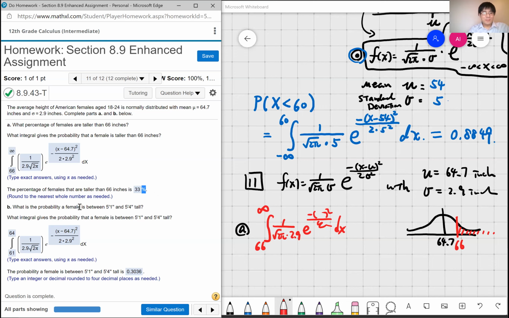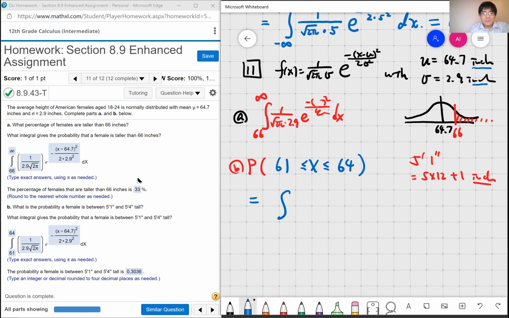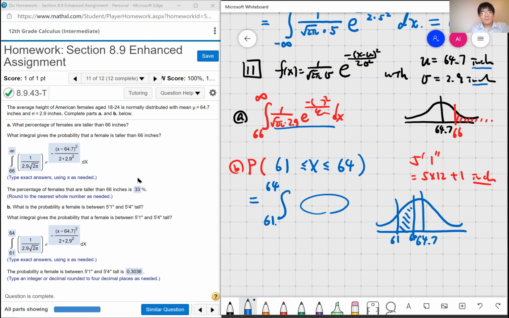The second problem is basically the same. It asks, what is the probability that the female is between 5 feet 1 inch and 5 feet 4 inches? 5 feet 1 inch is the same thing as 5 times 12 plus 1 inch. We need to change to inches because we are working with inches in this model. So what is the probability the female's height is between 61 inches through 64 inches? Everything else is the same, but the range of the integral is changed from 61 through 64. We want to find the area between 61 and 64.